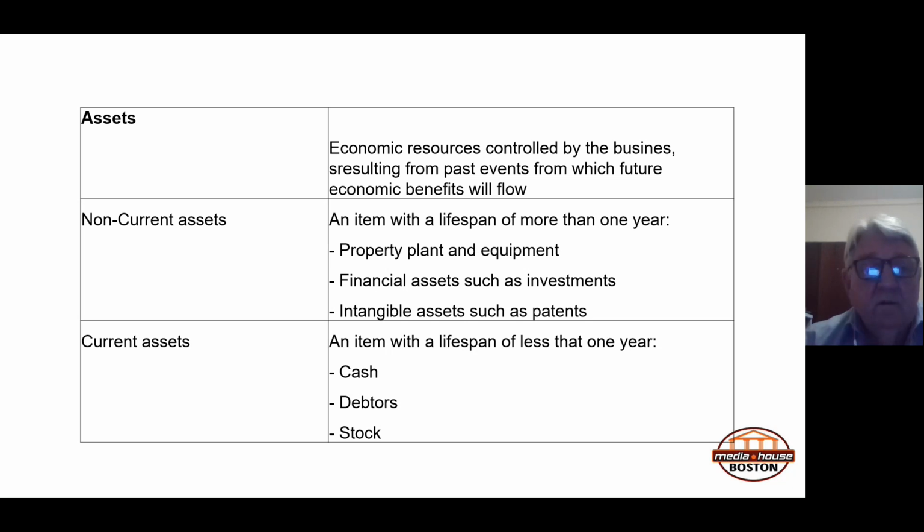Okay. Stock, that's the stock or inventory. That's items you use for resale. Okay, so if you're a magazine company and you sell your magazine, you print it every week and you sell it, that stock of magazines will be a current asset. Okay, so those are your assets.